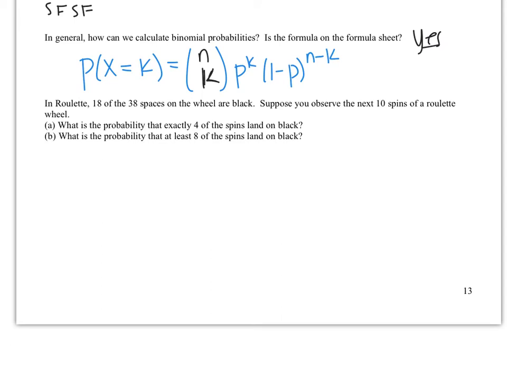In roulette, 18 of the 38 spaces on the wheel are black. Suppose you observe the next 10 spins of a roulette wheel. So first of all, part A, what is the probability that exactly 4 of the spins land on black?